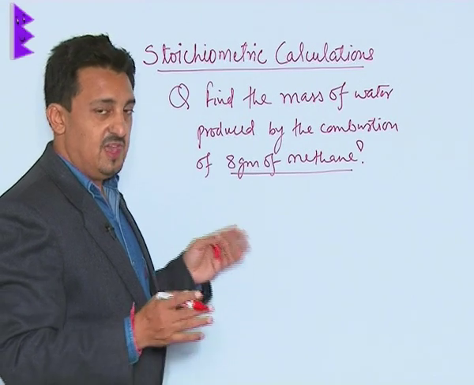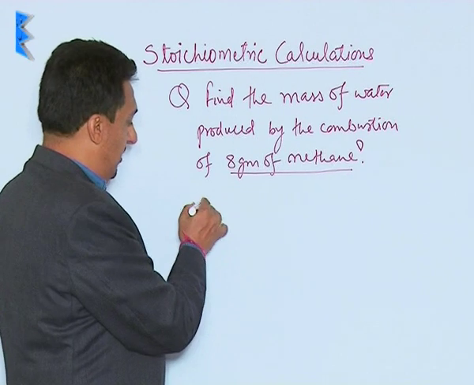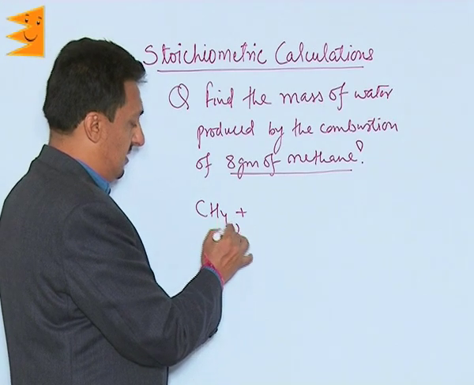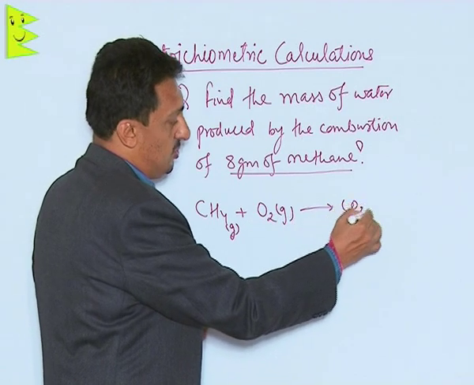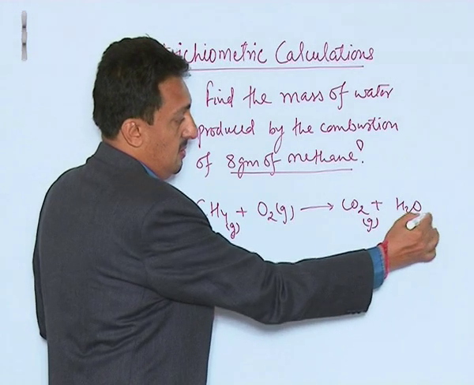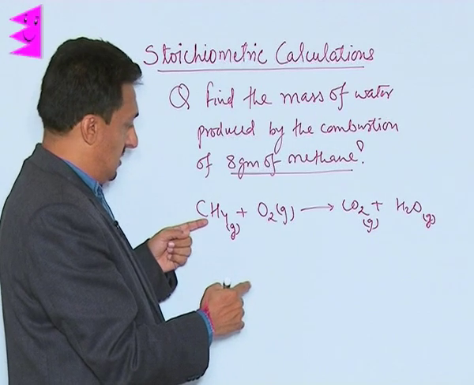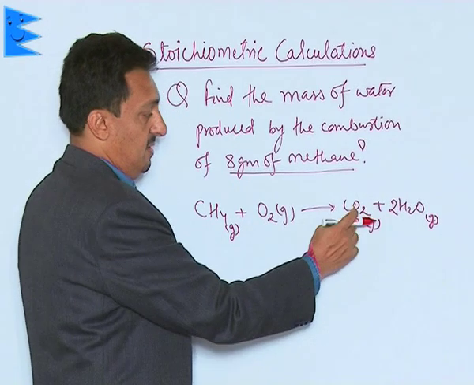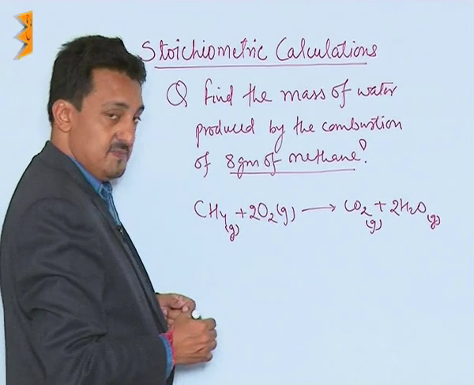The equation is not given to us, so we have to write down the equation on our own, and then balance it. We already know from our previous knowledge that whenever a hydrocarbon is combusted in air, it gives only CO2 and H2O. Now let us balance this equation. Carbon here is 1, so here is 1. Hydrogen here is 4, so we will make it 2. So the oxygen becomes 2 and 2, 4. So this is how it is balanced.